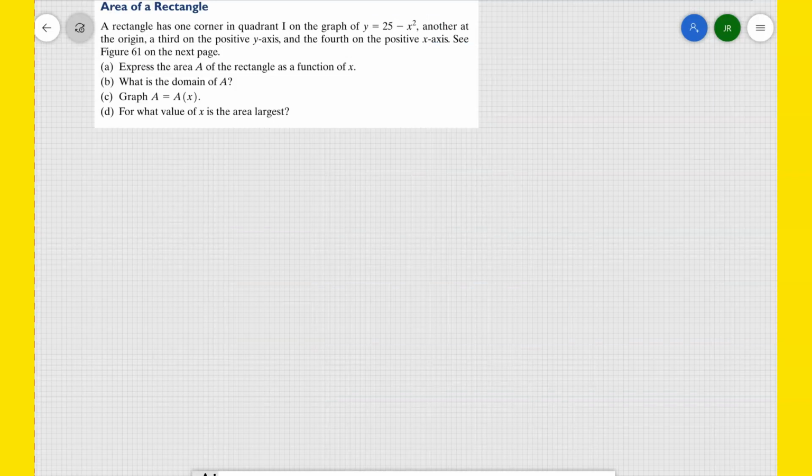Okay, we're doing the area of a rectangle. A rectangle has one corner in quadrant 1 on the graph of y equals 25 minus x squared, another at the origin, a third on the positive y-axis, and a fourth on the positive x-axis. So let's look at this parabola. If we rewrote that as y equals negative x squared plus 25, maybe you could see that it's a parabola that's shifted up by 25 units and flipped to open downward. So it's going to look like this.